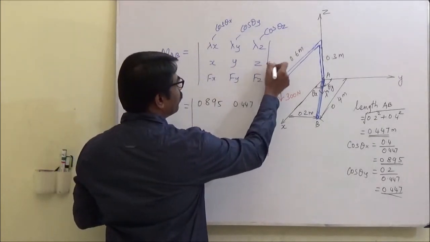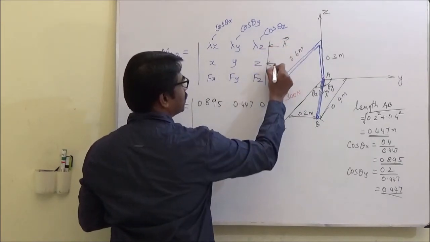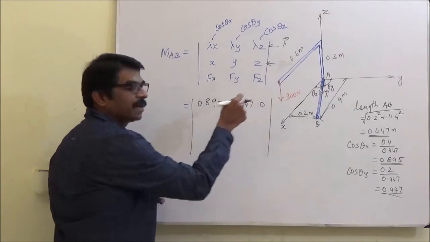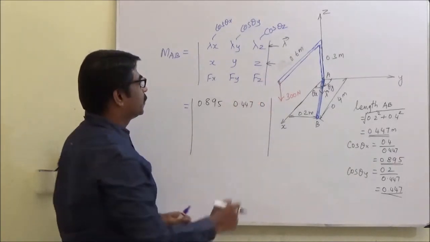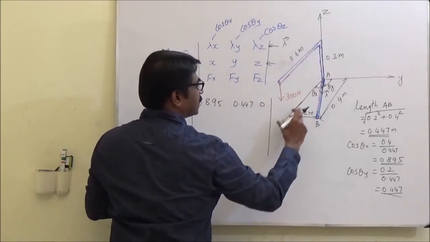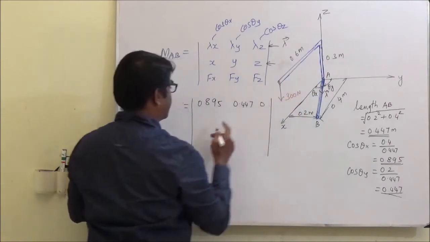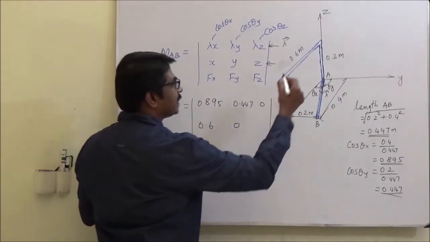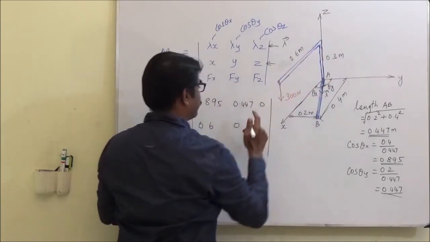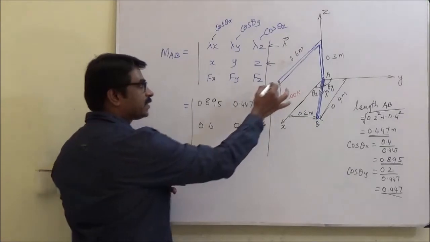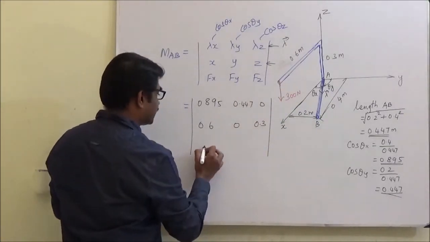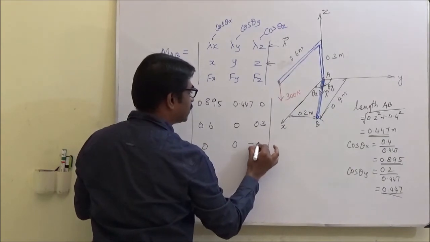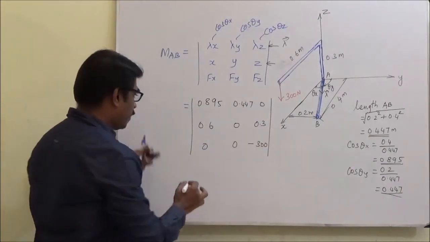Now, this is about the lambda vector. This is the position vector, or you can say the position of the force vector. So the x distance is 0.6 meter, the y distance is 0, the z distance is 0.3. And the components of the force vector: Fx is 0, Fy is also 0, and Fz is downward, so minus 300. Now find the determinant.